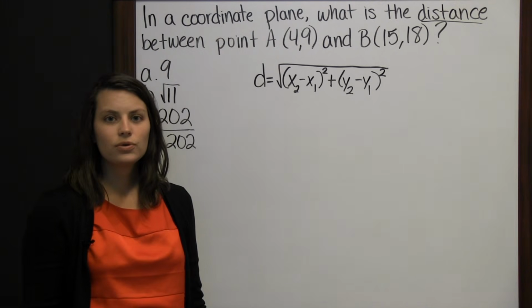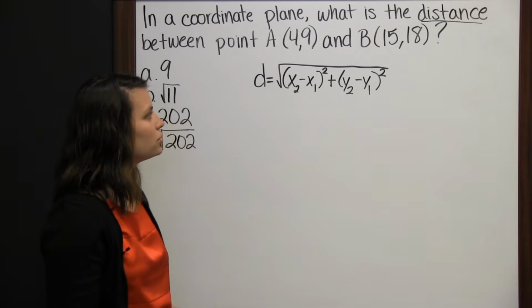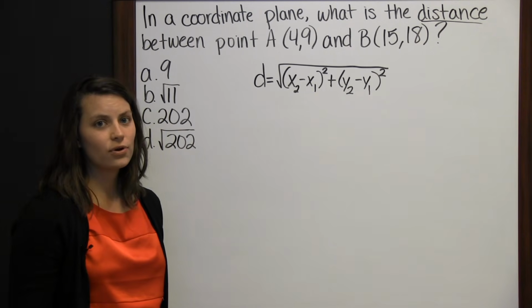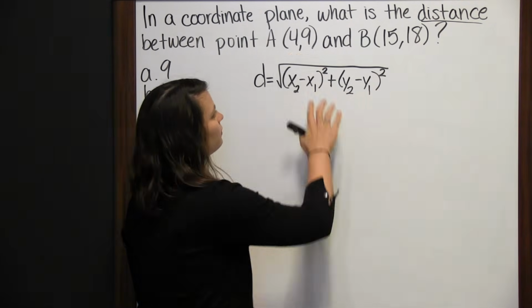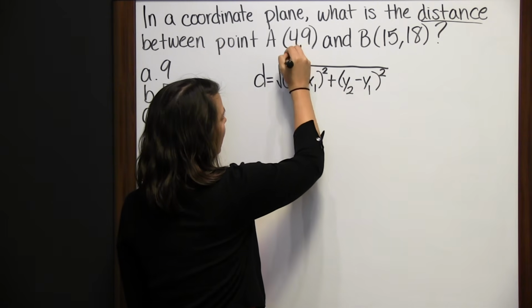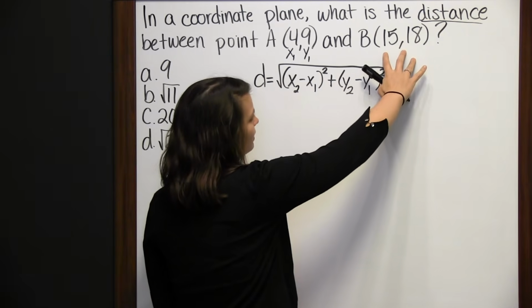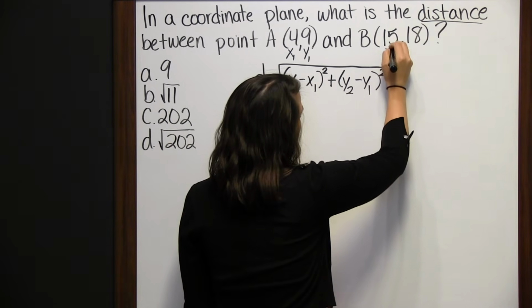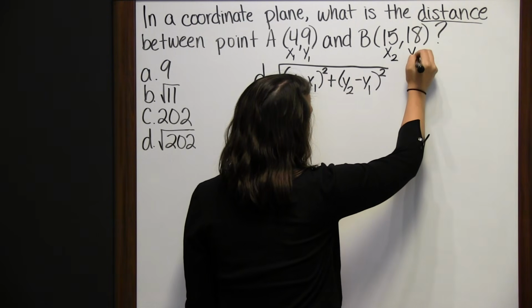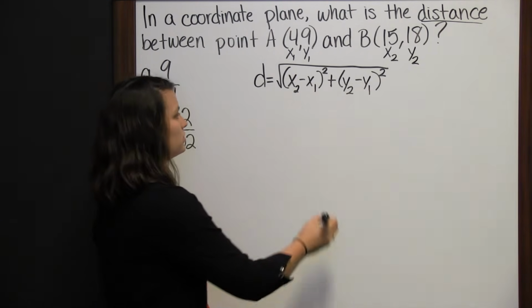And the x2, y2, x1, y1, those are just the coordinates of your ordered pairs. For instance, this is my first ordered pair, so this will be my x1, y1. This is my second ordered pair, so this is my x2, y2. Now all we need to do is substitute.